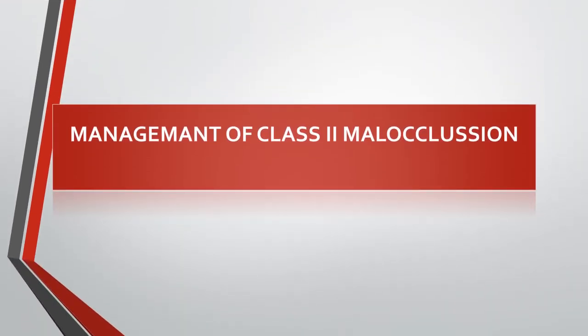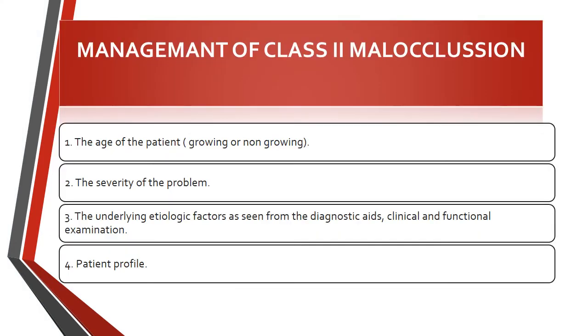Now let us consider the management of Class II malocclusion. The management usually depends on four important criteria. Our treatment plan will greatly change depending on the age of the patient. Is the patient growing or not? If the patient is still growing, we may consider redirecting his growth pattern towards the correct one. For instance, if the patient has a protruded maxilla and excess maxillary growth, we may consider using a headgear. Or if the patient has a deficiency in the mandible, a small mandible, we may increase its growth by using functional appliances.